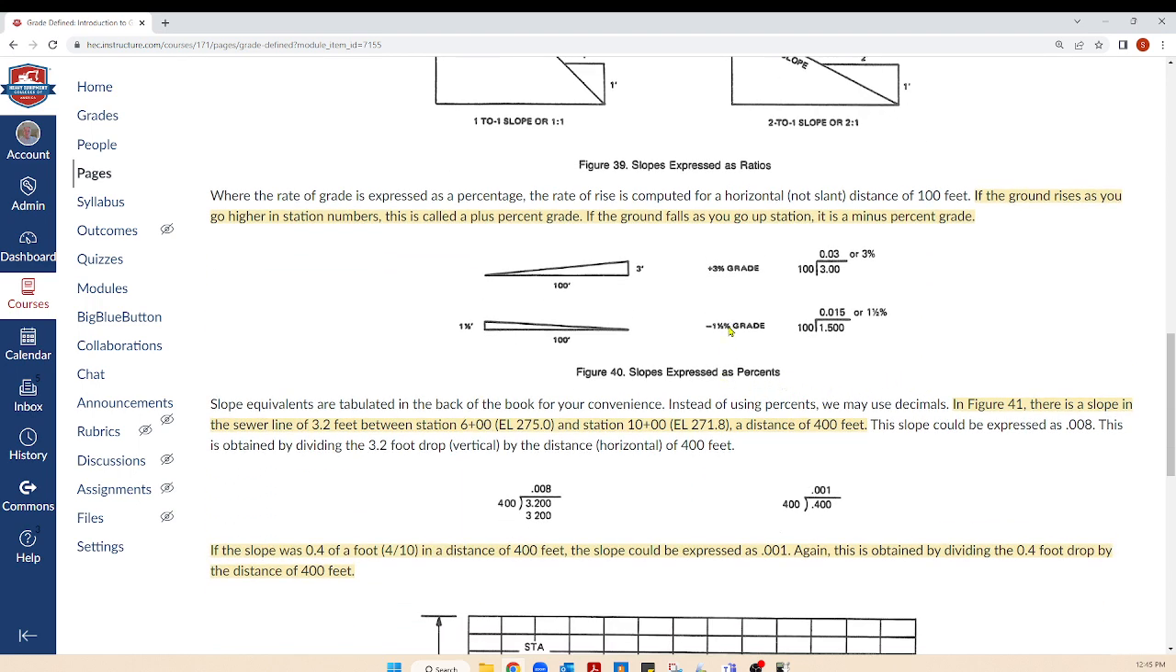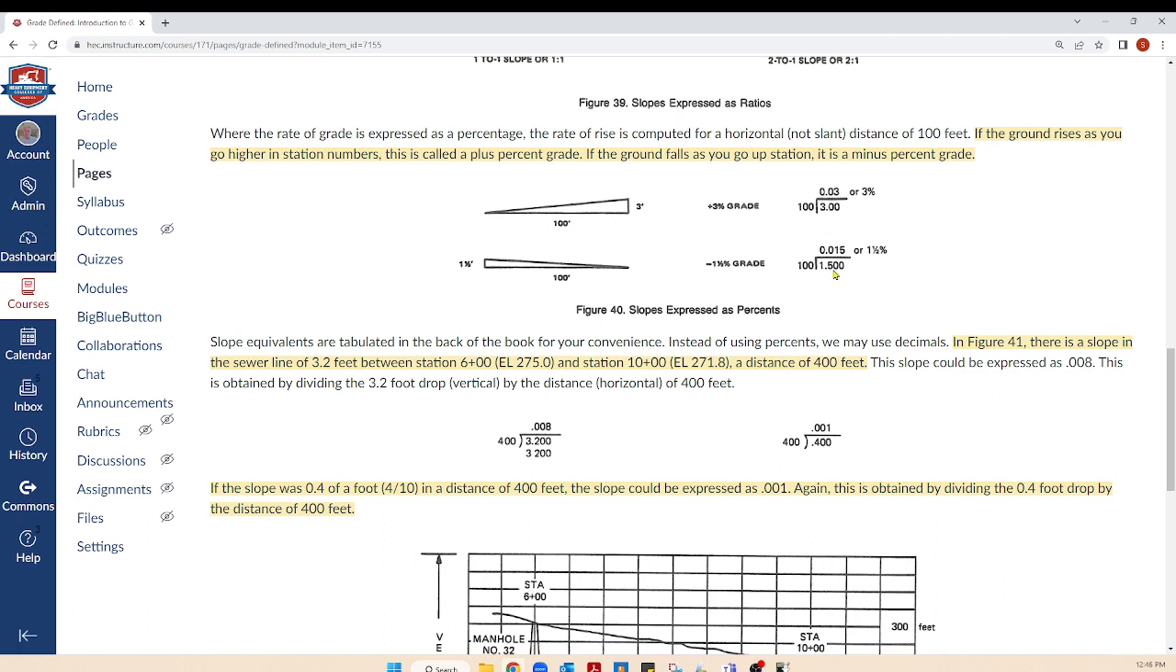Now here's one that's a 1.5% grade. So move the decimal over 2 places, and you would have 1.5. So that's the same as 1.5%. When we're using percentage, let's stick to a whole amount of percentage. When we have a half of a percent, let's call it 1.5%. It's just for calculation reasons. It's just going to be easier and more sure in the long run.